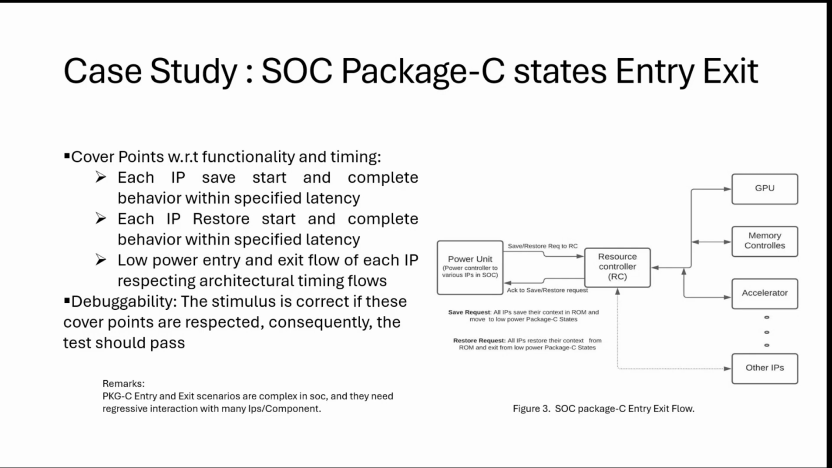And then we decomposed that contract into lots of component-level contracts, which are realizing the component-level behavior. For instance, in this case, we have GPUs, memories, accelerators, and other IPs, which are interfaced by a central resource controller that is directing those IPs whether to enter into the package C state or to exit from a C state. So this is a request-grant kind of handshaking between different IPs, interfaced by the resource controller in between and fundamentally controlled by a power unit.